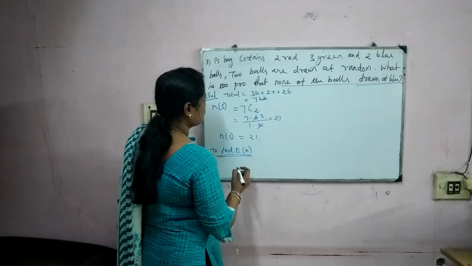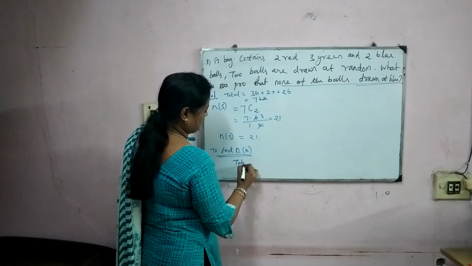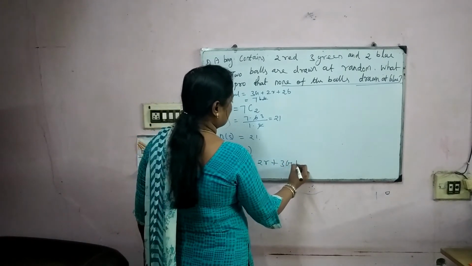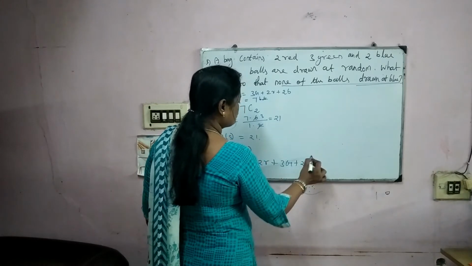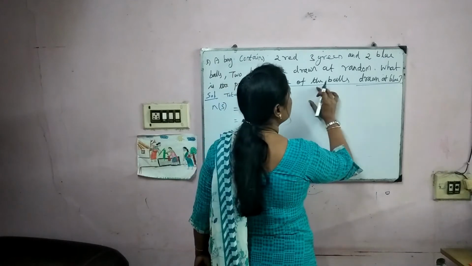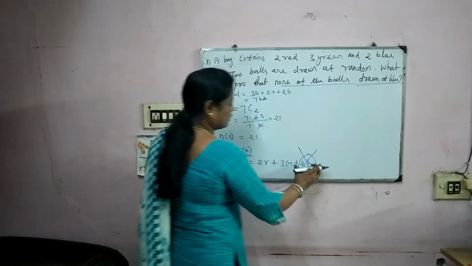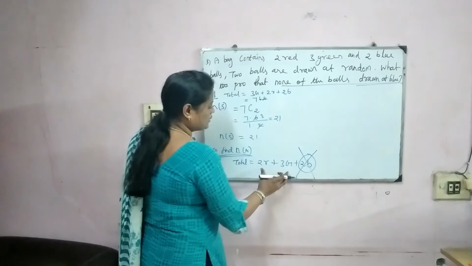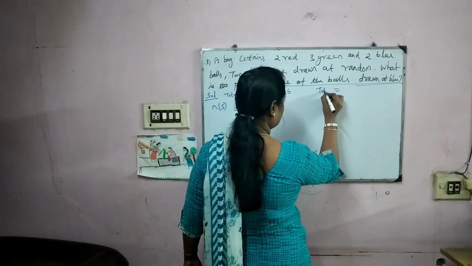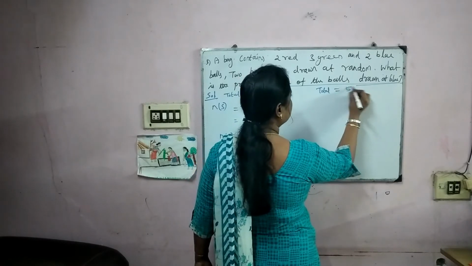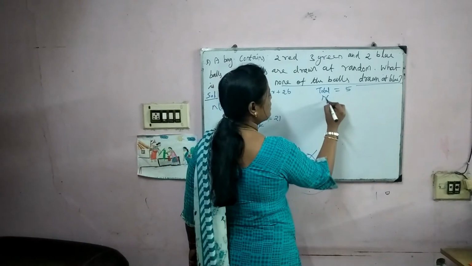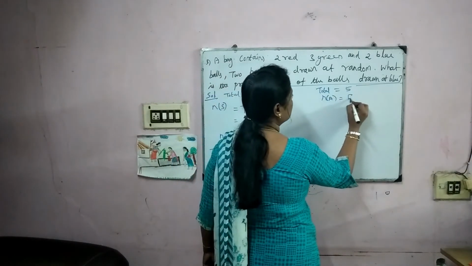So now we are going to see the total balls they have given. 2 red color, 3 green color, 2 blue color. But you should not select the 2 blue color because the question says none of the balls drawn is blue color. Then the total will be 5. From the 5 balls, we are going to select 2 balls. So N of A is nothing but the favorable number of outcomes.